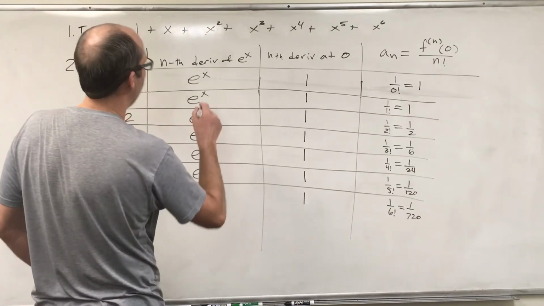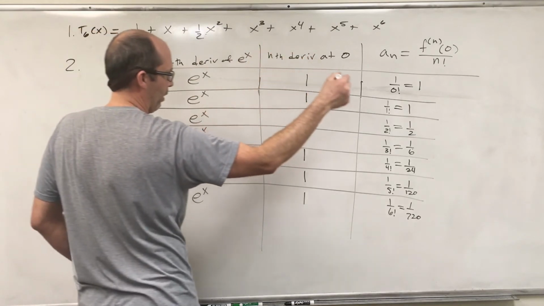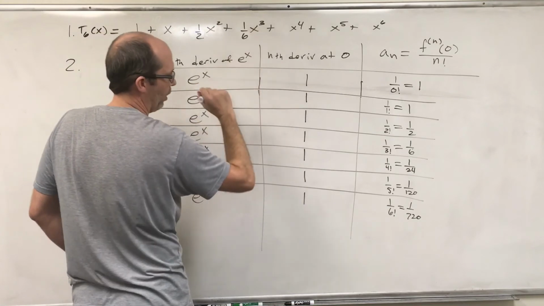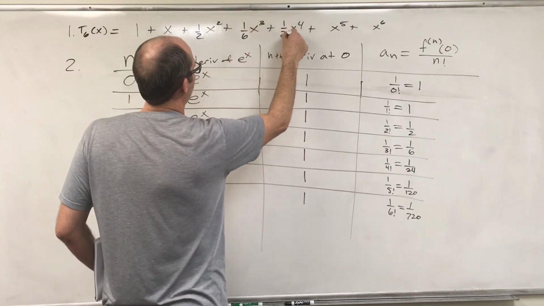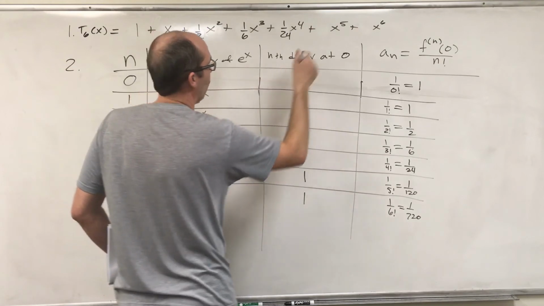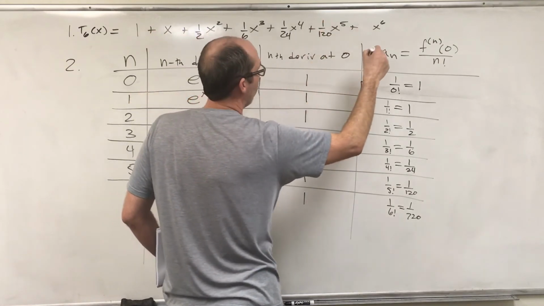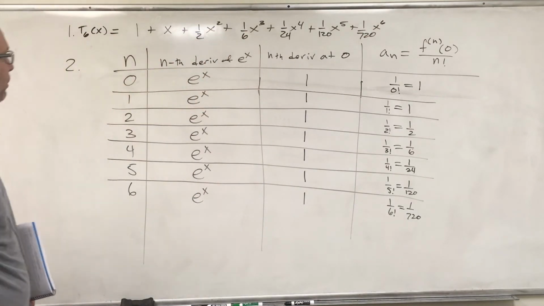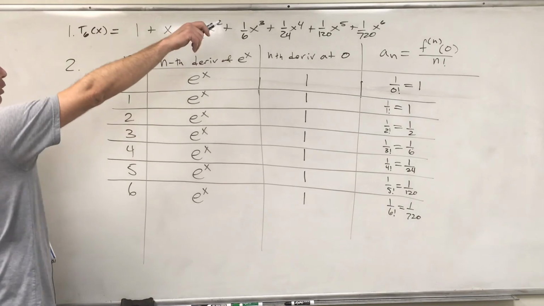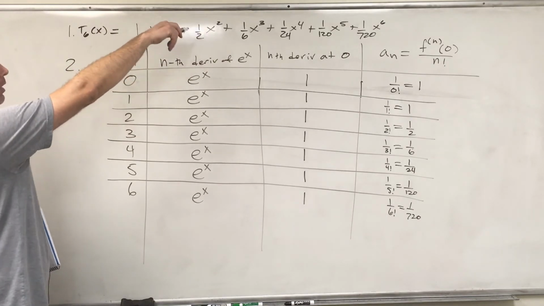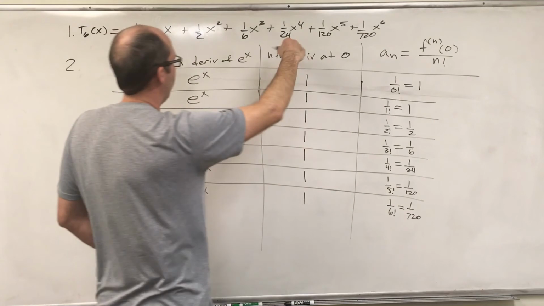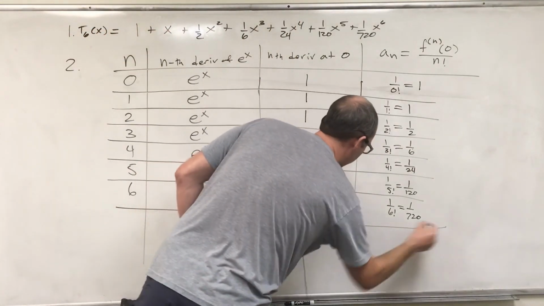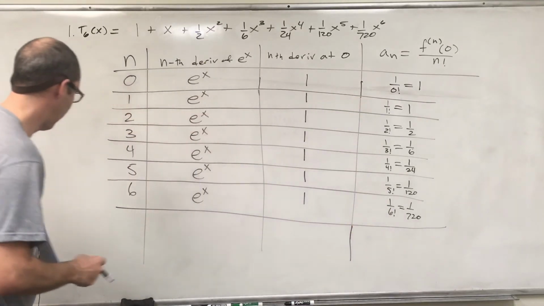Okay, so we have 1, 1 times x, a half x squared, 1/6 x cubed, 1/24 x to the 4th, 1/120 x to the 5th, and 1 over 720 x to the 6th. So here's the 6th degree Taylor polynomial for f of x equals e to the x, centered at c equals 0. I think you might see the pattern, right?